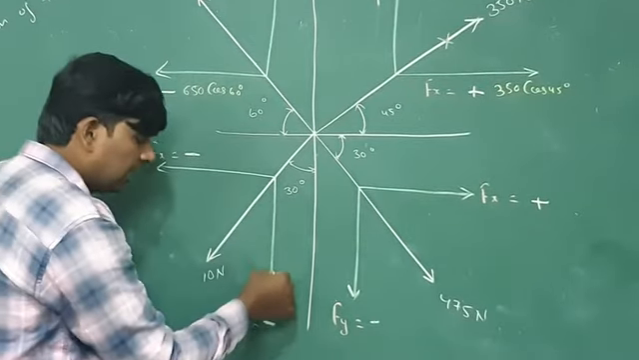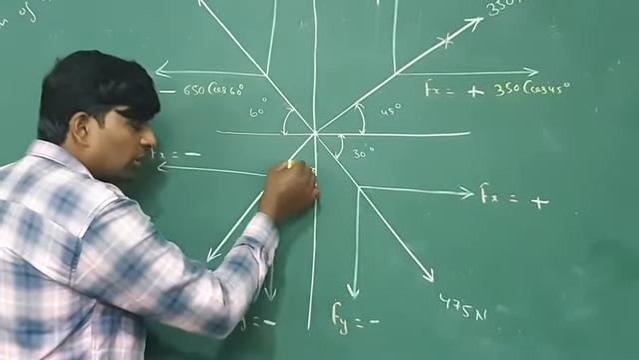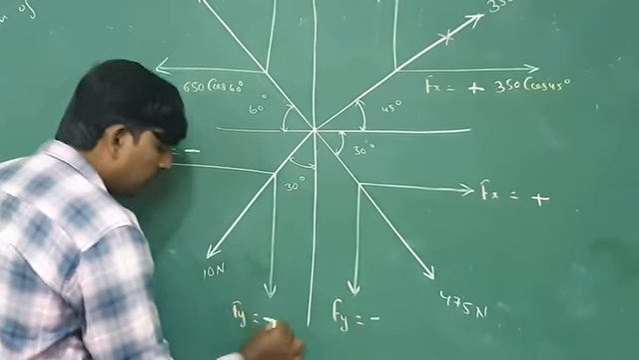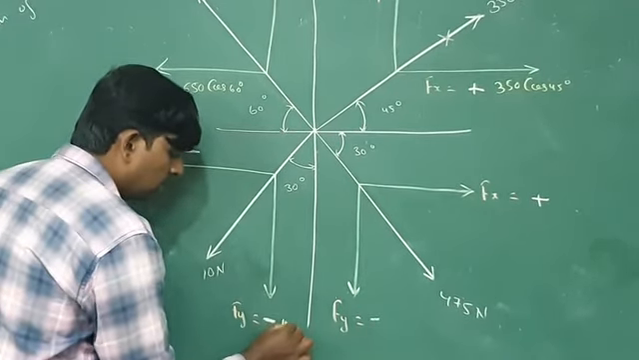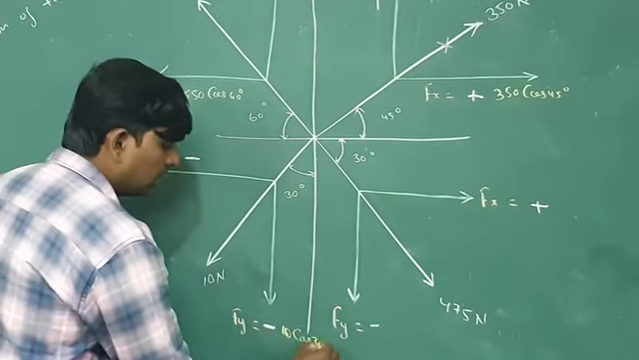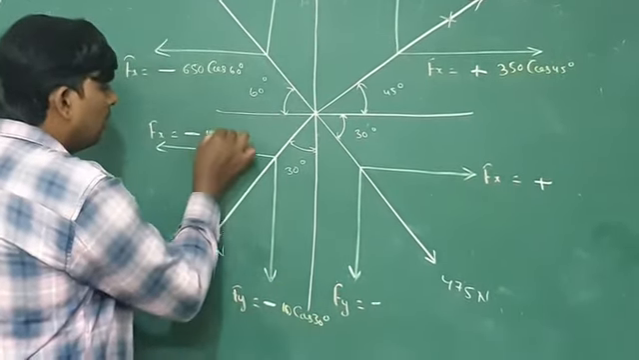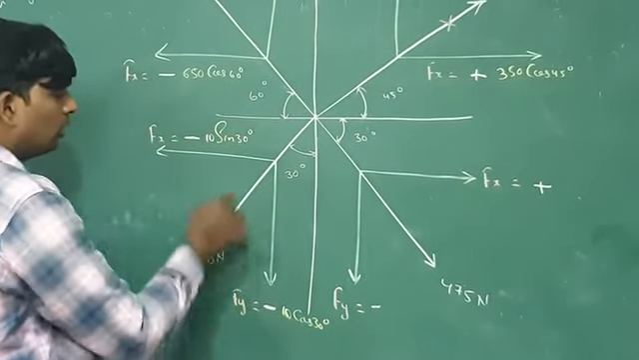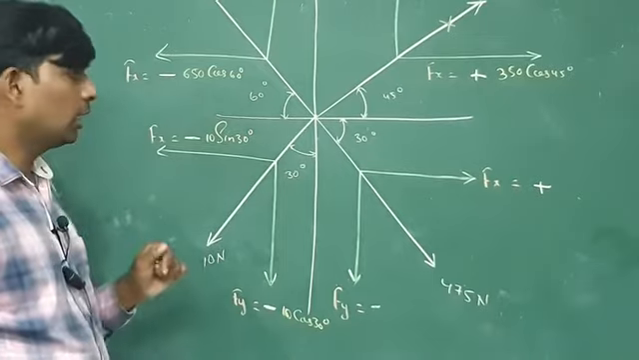So here the angle is lying with respect to vertical, so vertical you have to take as the cos. What is the force? 10 cos. How much is the angle? 30 degree. Here 10 sin 30 degree. So 10 cos 30 degree, 10 sin 30 degree.